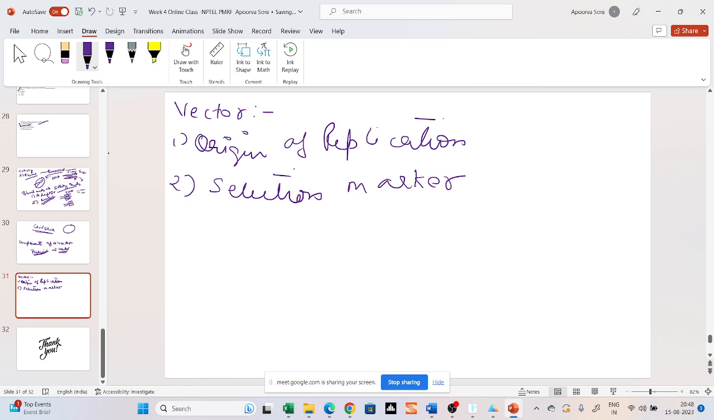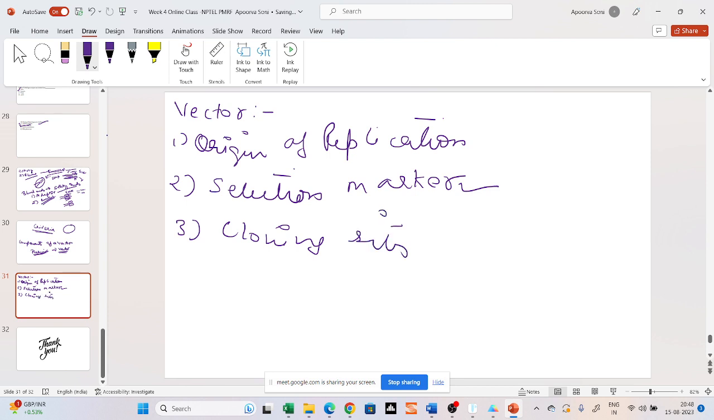For example, the different types of selection markers that we have studied are the antibiotic selection markers, the blue white screening, or we have studied about the biosynthetic pathways, or in bacteriophage there is plaque formation also. So these are the selection markers that a vector must have. Then the third important thing is that it should have cloning sites.